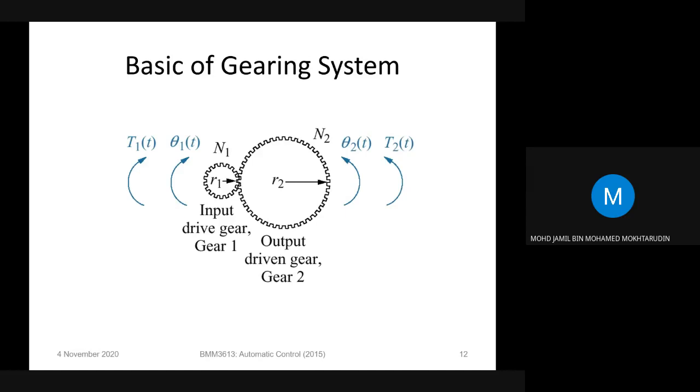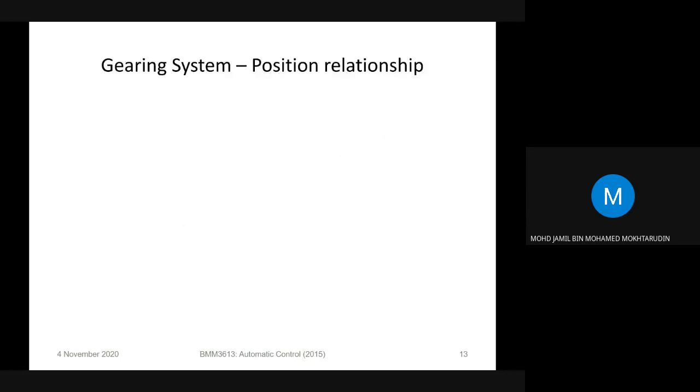So this is the basics of a gearing system. So there are two gears. Each gear has its own teeth, angular displacement and torque. Okay, so how do we determine the relationship between two gears?